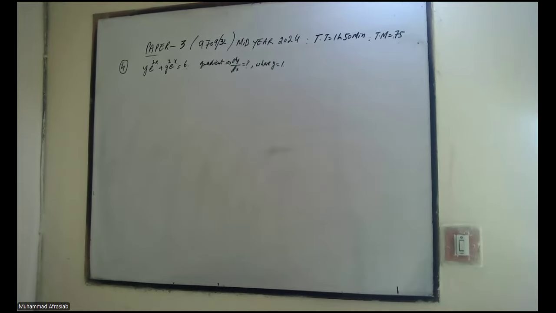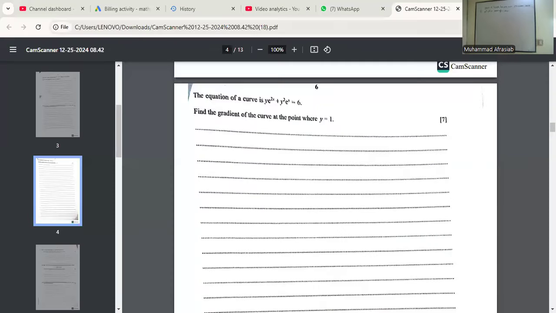Now question number 4. The equation of this curve is y e power 2x plus y square e power x is equal to 6. Find the gradient of the curve at the point where y is equal to 1.